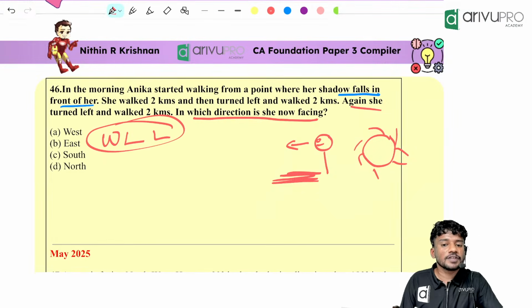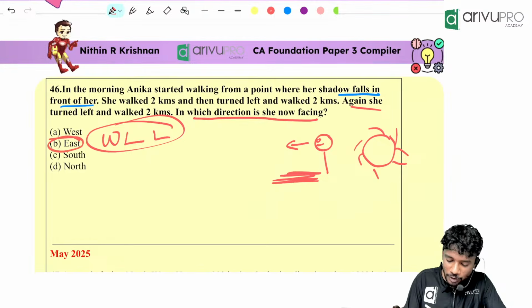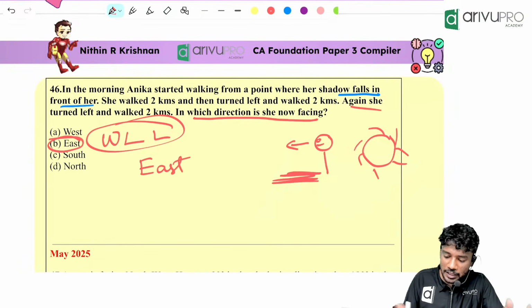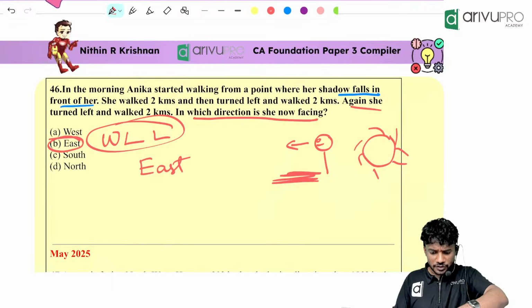Opposite to left will become what? Opposite. West, left is what, people? East. Okay, done. So the PDF link will be attached after the class is done.